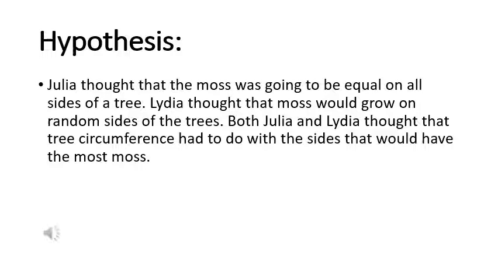Julia thought that the moss was going to be equal on all sides of the tree. Lydia thought that the moss would grow on random sides of the trees. Both Lydia and Julia thought that the tree circumference had to do with the sides that would have the most moss.